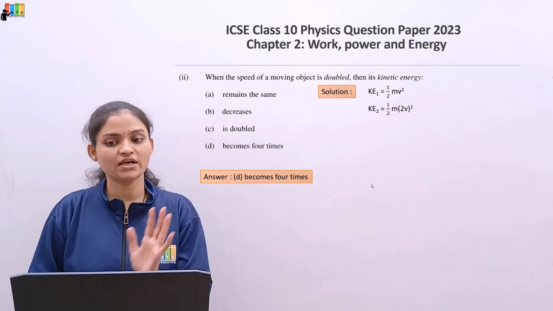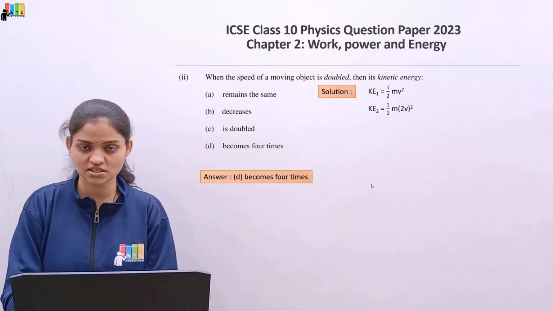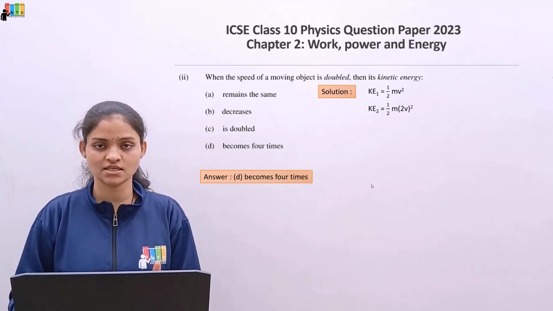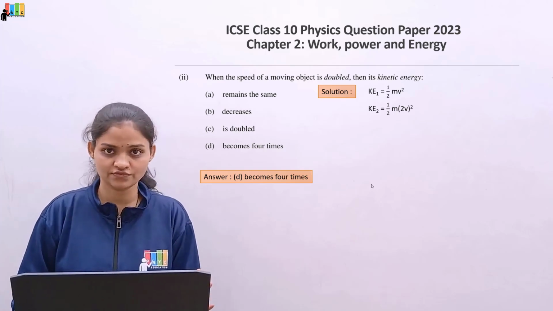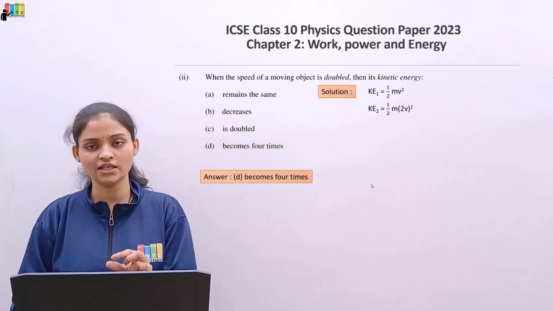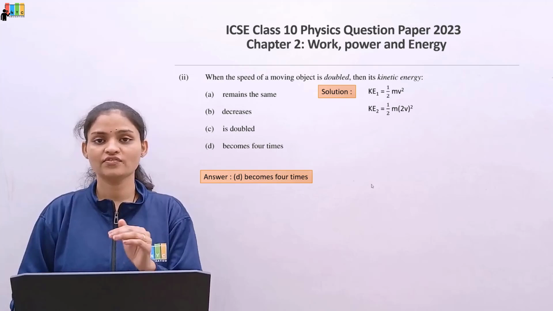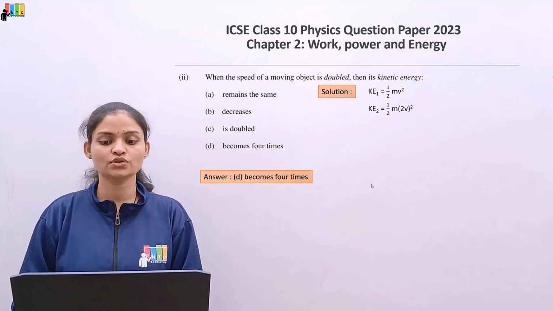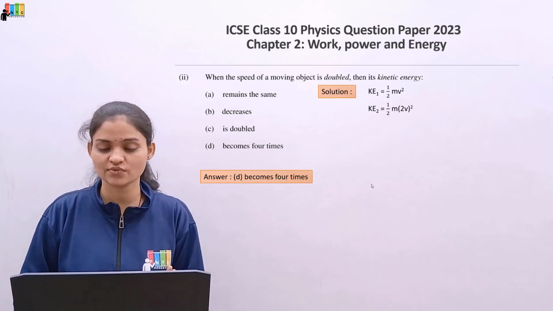Here pay attention to the bracket. Only the value of speed is doubled, so we take 2v instead of v. We substitute the value in the second equation, that is, instead of v we take 2v. Doubled means 2 times. So the formula is 1 by 2 m into 2v whole square.